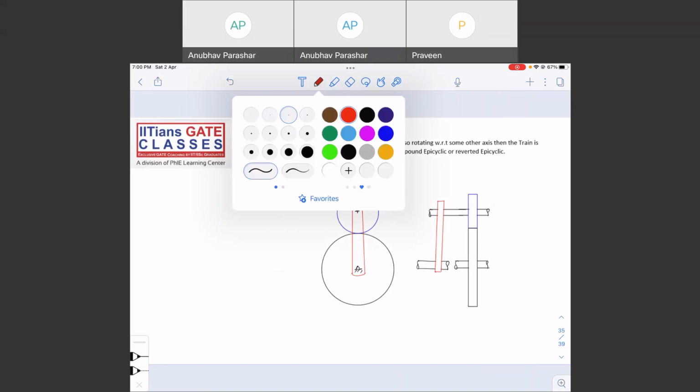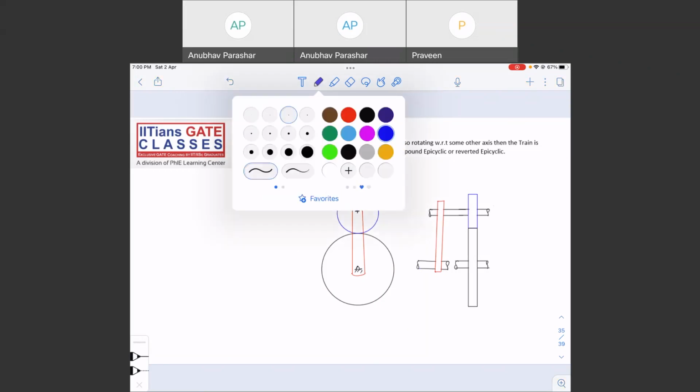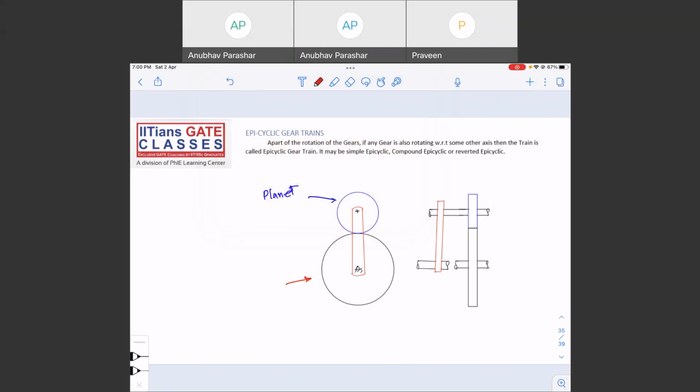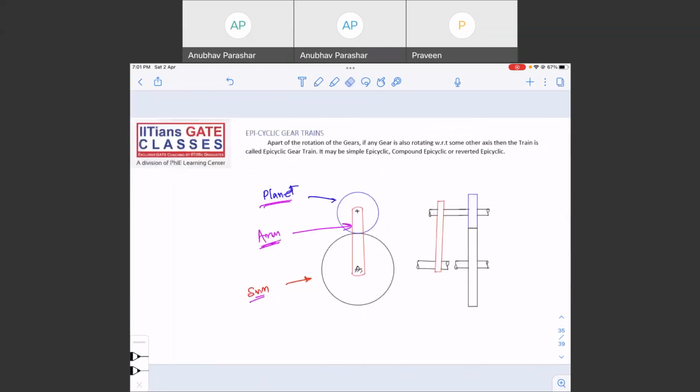I'll show you one more diagram of a gear train. Here you can see the one which is rotating is known as the planet gear. The one in the middle is known as the sun gear. And this is the arm. Planet gear, arm, and sun gear. Right? I'll also show you one more diagram.